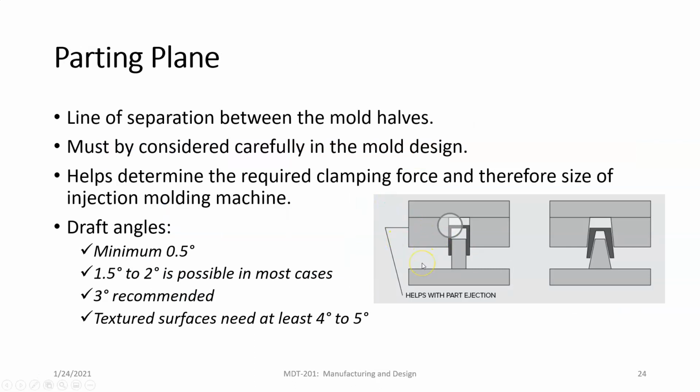Parting planes. Just like in castings, parting planes exist on injection molding machines. They help determine the required clamping force and therefore the size of the injection mold. We have draft angles. This is an example of a part without a draft angle. What's going to happen with this kind of part, because we made the mold without a draft angle, is we're going to be pulling a vacuum up in here, which means the part is not really going to come off well. Here with draft angles, on the sides and on the inside, the part is going to eject much more cleanly and easily.